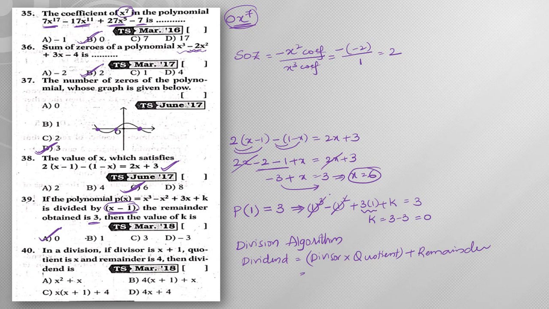From this I need the dividend value, so we are going to substitute these values. So x plus 1 into, what is the quotient here? The quotient is x, plus the remainder is 4. So x into x plus 1 plus 4, which is nothing but option C.